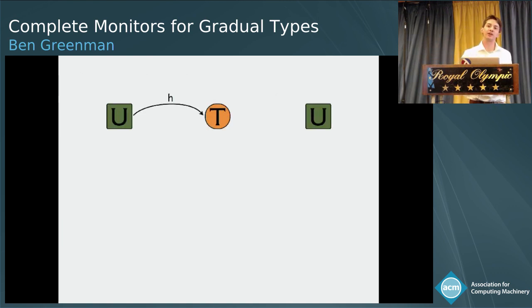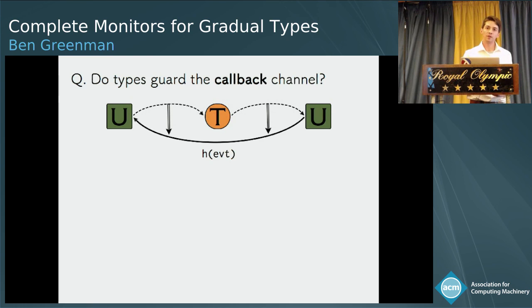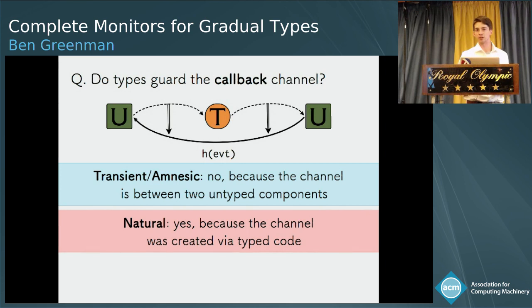So as we've seen, what's happening is we have three components in our program. And this callback H travels from the untyped component into a typed one, then from typed to untyped. And since H is a higher order value, this boundary crossing sets up a second direct boundary between the two untyped components. And the question we have is, do types guard the callback channel? And we've seen two different answers to this question. Transient and amnesic say no, types did not guard the callback channel because this is a communication between two untyped components. That's why type soundness has nothing to say about this, because the direct interaction is between untyped code. And for natural, the answer is yes, this channel is protected because it came about through a typed API.